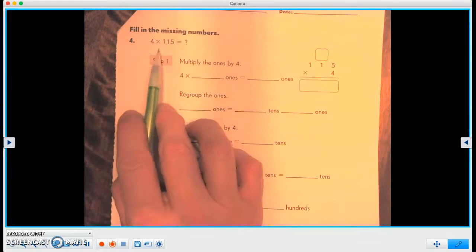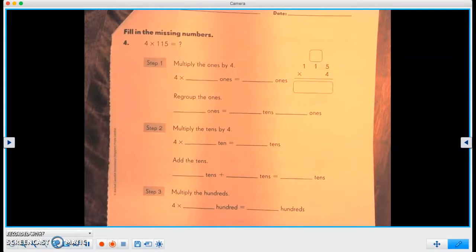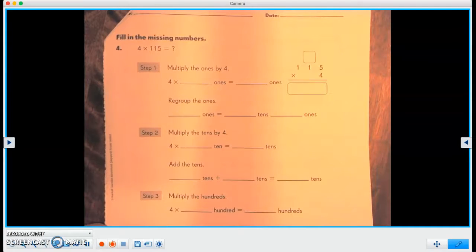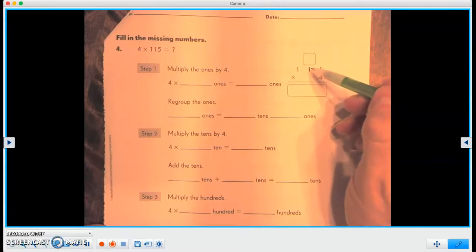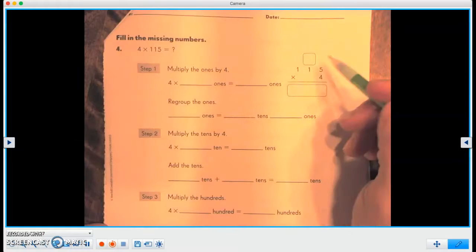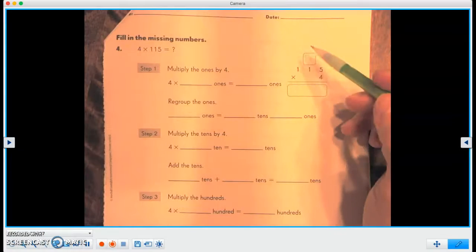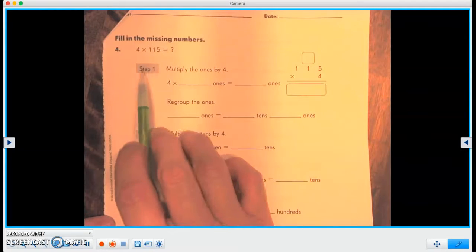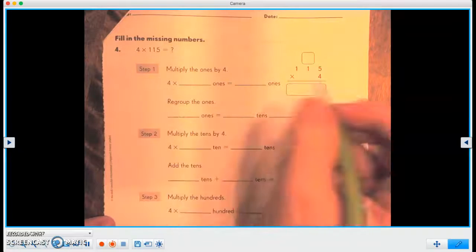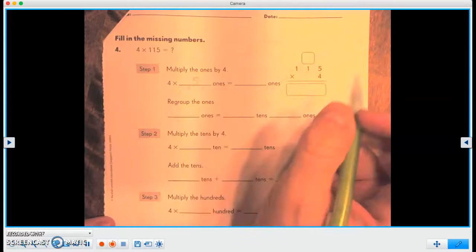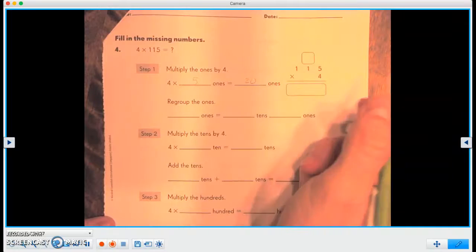4 times 115. This is still going to be done the same way that you have been working on them. We start with our ones column and then the tens, and then we're just going to add the hundreds column into the mix as well. So let's start. Step 1, multiply the ones by 4. So 4 times 5 ones equals 20 ones.